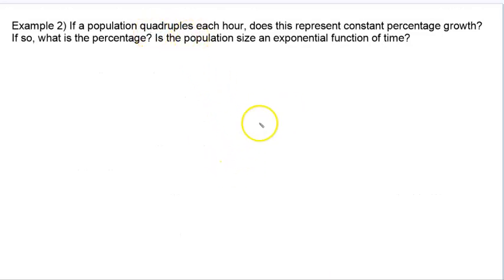What about quadrupling? Well, the same thing. Does this represent constant percentage growth? The answer would be yes. And you can probably pick up on a pattern. If doubling represents 100% percentage growth, tripling represents 200%, then quadrupling, which is 4 times, would be 300%. So the answer to yes, this does represent constant percentage growth. The percentage is 300%. Is the population size an exponential function of time?